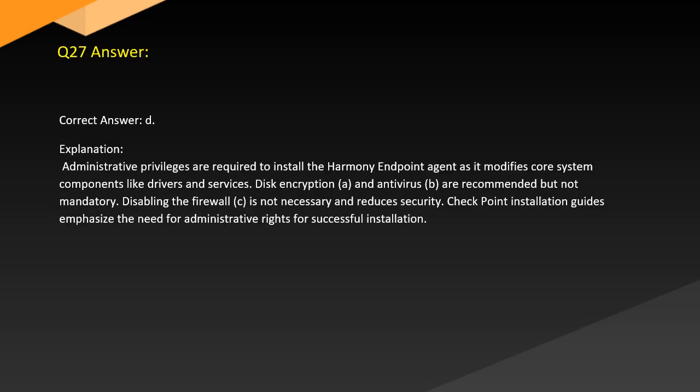Answer. Correct answer: D. Explanation. Administrative privileges are required to install the Harmony Endpoint agent as it modifies core system components like drivers and services. Disk encryption (A) and antivirus (B) are recommended but not mandatory. Disabling the firewall (C) is not necessary and reduces security. Check Point installation guides emphasize the need for administrative rights for successful installation.